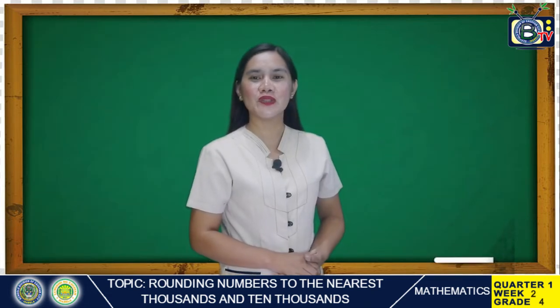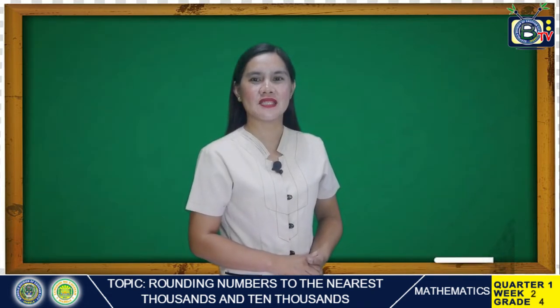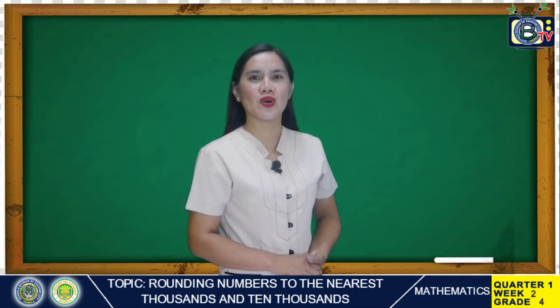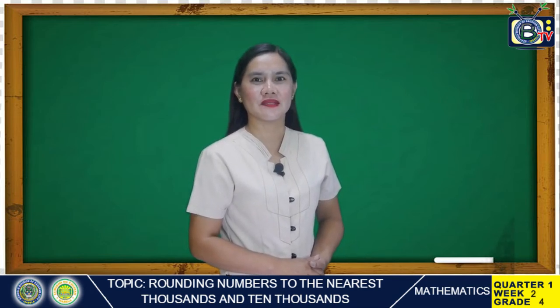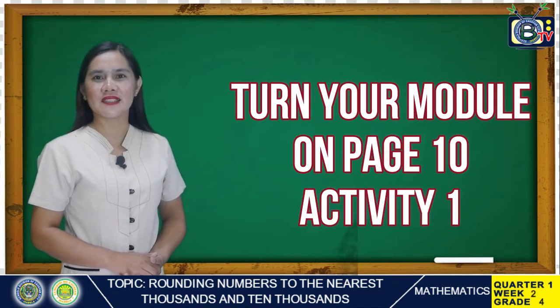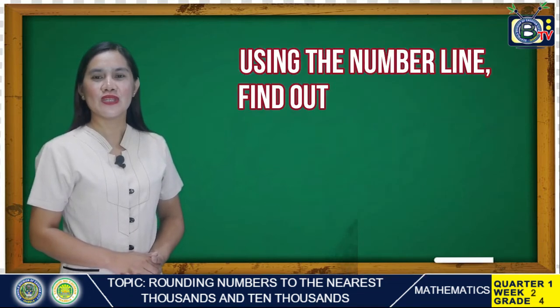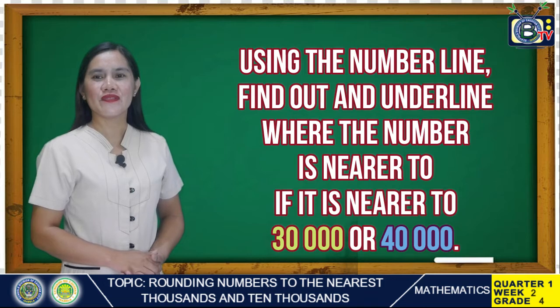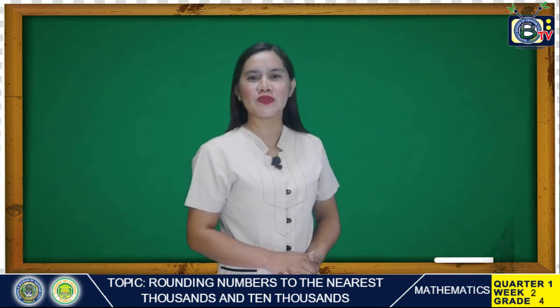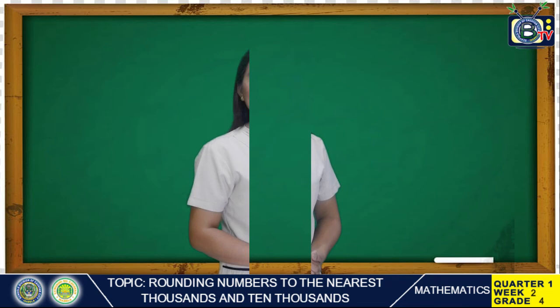Now, you already know how to round off numbers. I expect that in the next activities, you will get all the correct answers. This time, turn your module to page 10, Activity 1. Using the number line, find out and underline whether the number is nearer to 30,000 or 40,000. I will give you time to answer the activity.